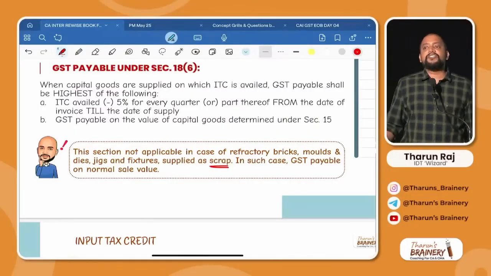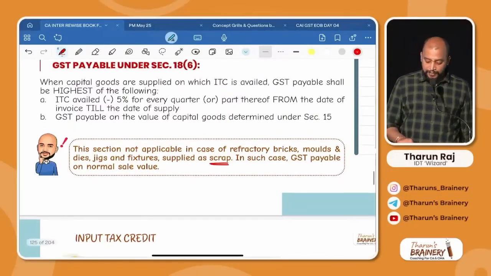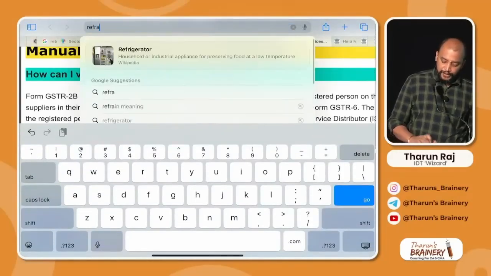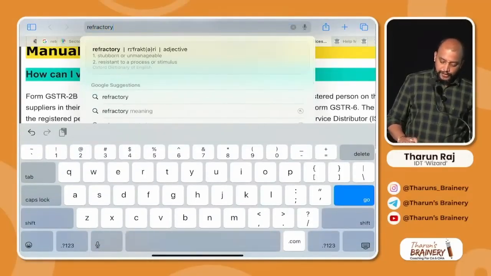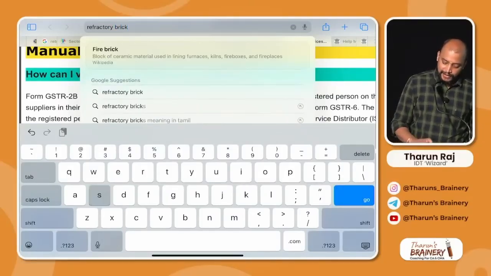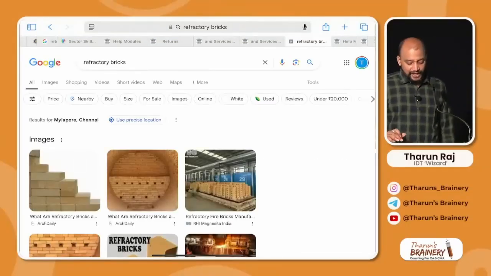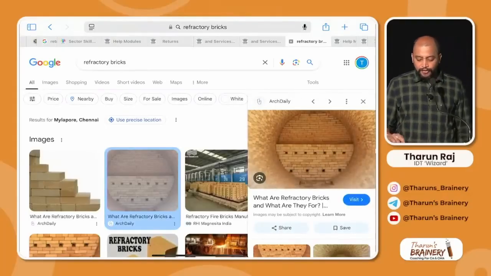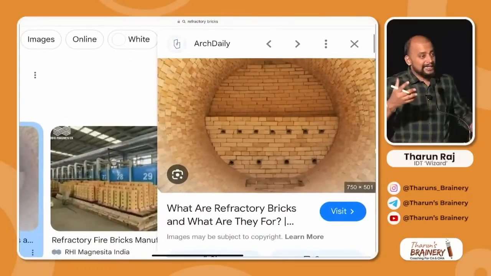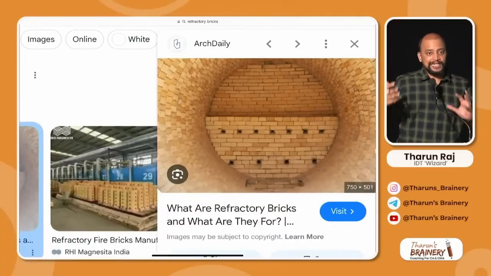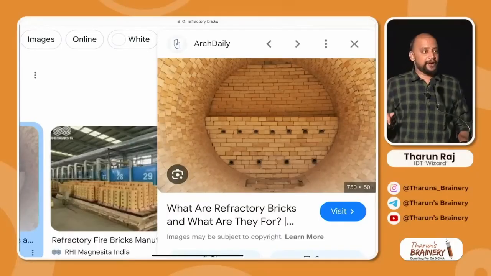So what are refractory bricks? Refractory bricks are used for the purpose of construction of kilns, commercial kilns. So you can see here, refractory bricks. Usually they use these refractory bricks for the construction of a kiln, and they will heat the raw material.